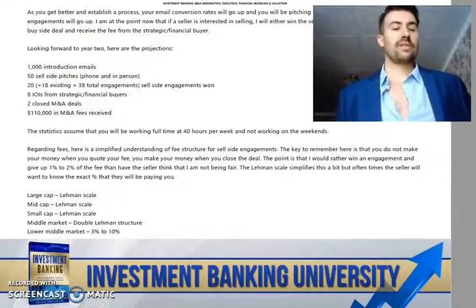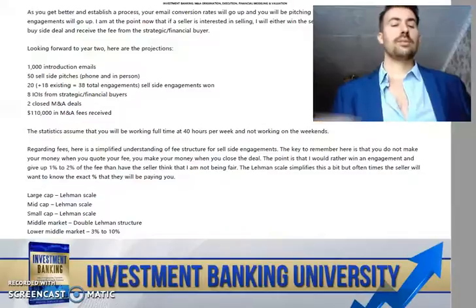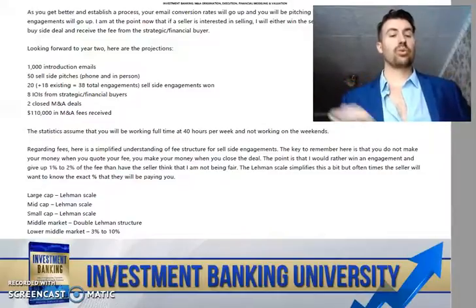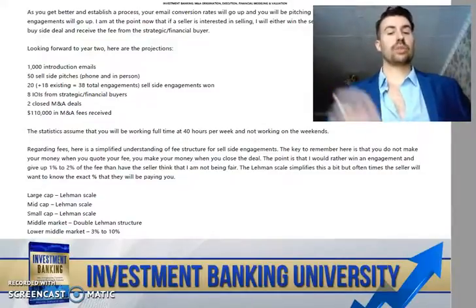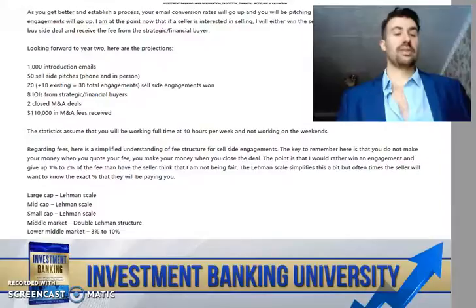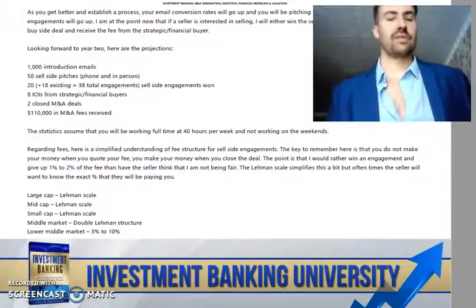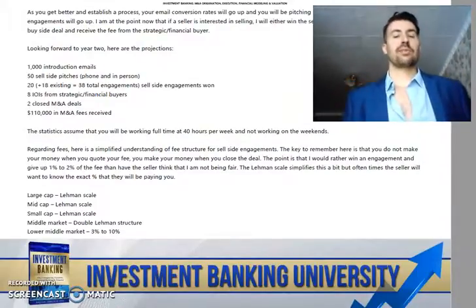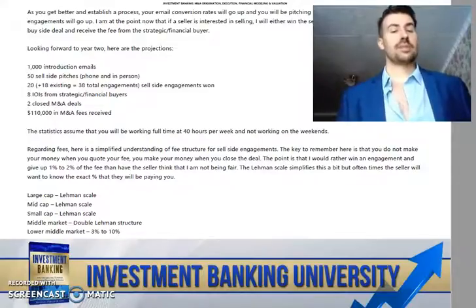So regarding fees, here's a simplified understanding of the fee structure for sell-side engagements. The key is to remember here that you do not make your money when you quote your fee. You make your money when you close the deal. The point is that I would rather win an engagement and give up 1 to 2% on the fee than have a seller think I'm not being fair. The layman scale simplifies this a bit, but oftentimes a seller will want to know the exact percentage that they will be paying you.